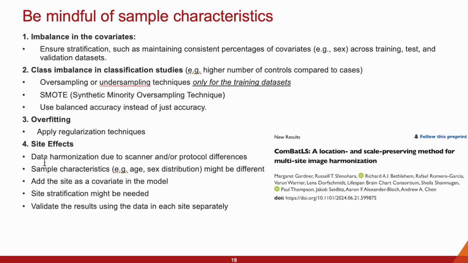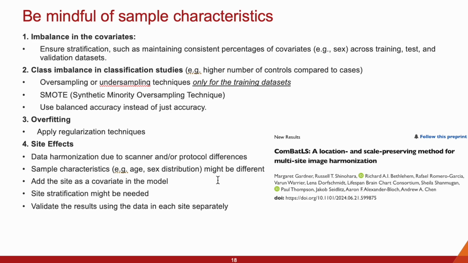So to overcome the issue of scanner or protocol differences, data harmonization might be needed, and there are different techniques, but the most frequently used technique is ComBat to harmonize the neuroimaging data. However, this technique doesn't take into account the different sample characteristics, such as age and sex distribution, which might occur in two different sites. That's why there are different newer approaches like ComBat-LS or other techniques as well to take into account different age and sex distribution in different sites.